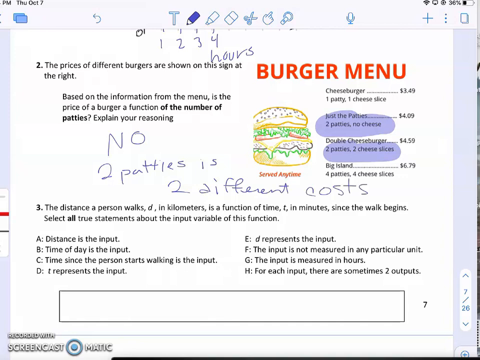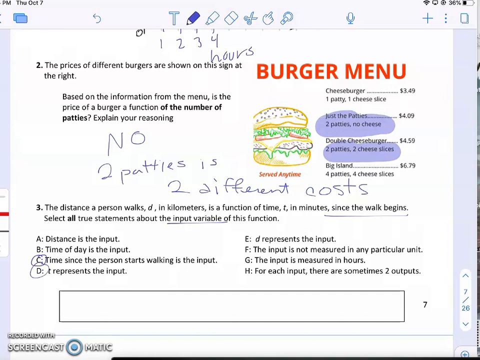And then the last one here. The distance a person walks, d in kilometers, is a function of time t in minutes since the walk begins. Select all statements which are true about the input variable. So what is our input? Well, time is our input. D is how far they walked. Time since a person starts walking is the input. So is it time of day or time since they start walking? Well, t is minutes since the walk begins. So it wouldn't be this one. It'd be letter C. T is the input.